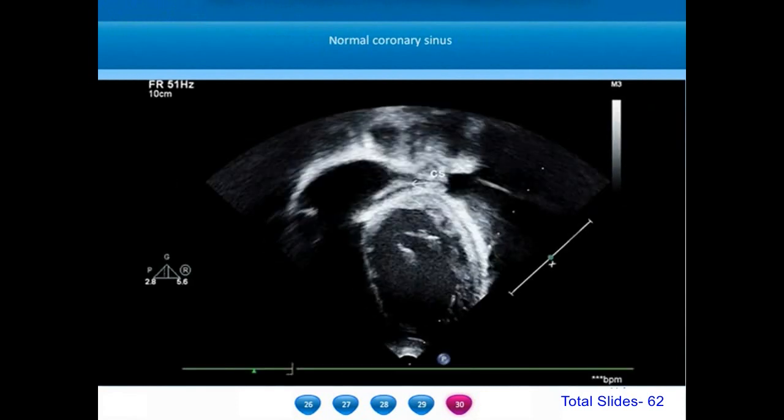The method of identifying the coronary sinus will be by seeing a parallel track of echolucencies. We need to understand that we'll be able to appreciate the coronary sinus when we go posterior to the plane of the mitral annulus.